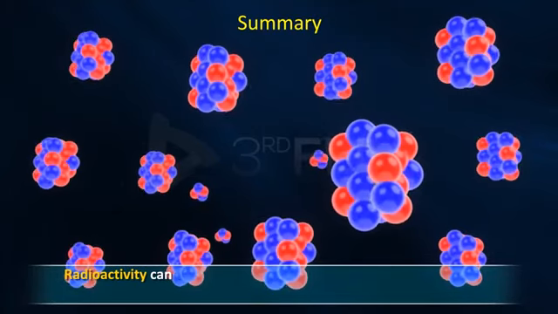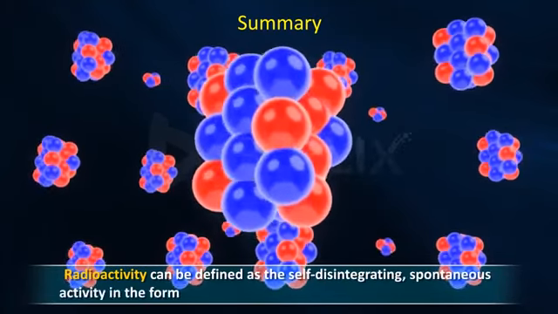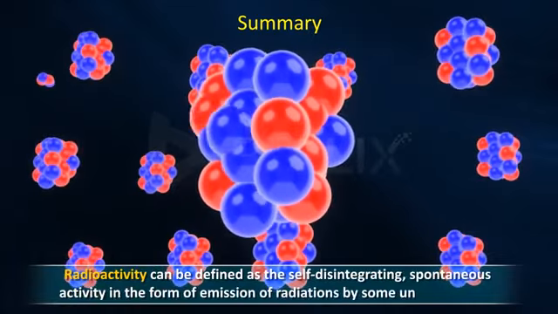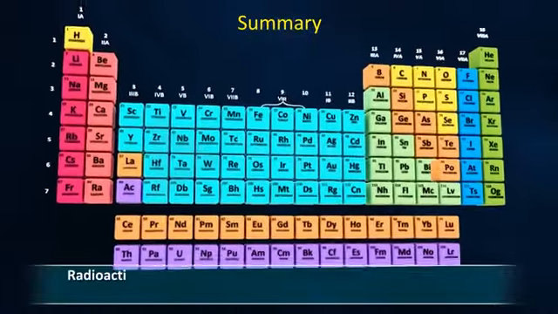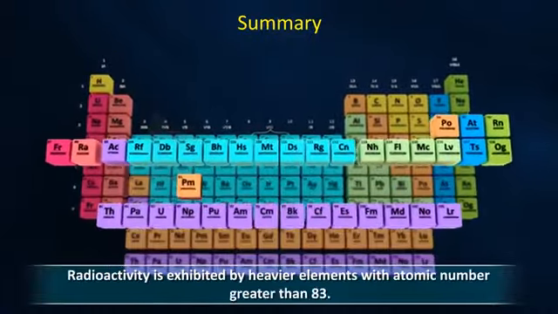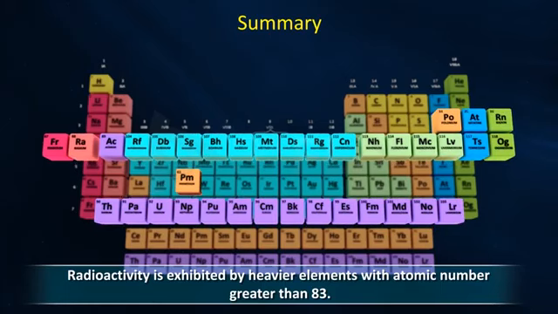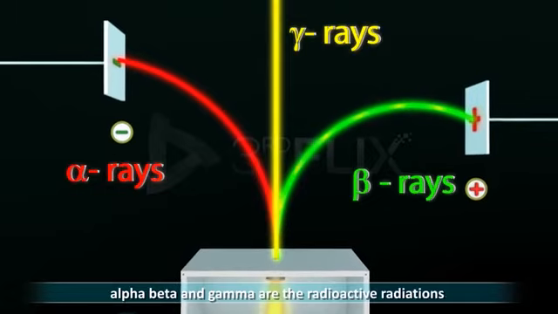Let's summarize. Radioactivity can be defined as the self-disintegrating, spontaneous activity in the form of radiations emitted by some unstable nuclei. Radioactivity is exhibited by heavier elements with atomic number greater than 83. Alpha, beta, and gamma are radioactive radiations.